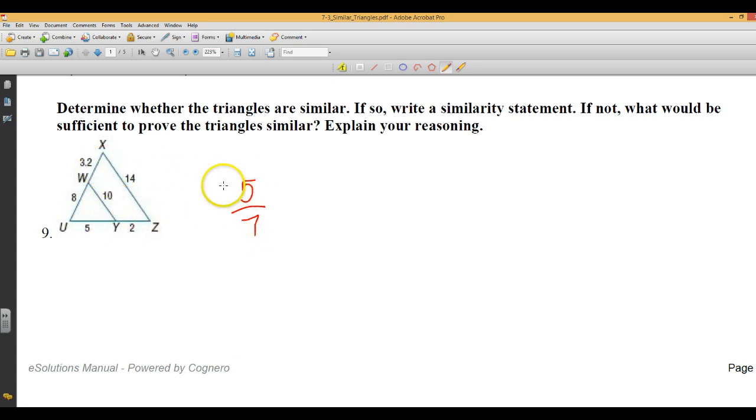We want to see if the other corresponding sides are in this same ratio. So then a side of the smaller triangle would be 10, and its corresponding side of the larger triangle is 14, and if we divide those both by 2, once again we get 5 over 7. So we have one more pair of corresponding sides to check.